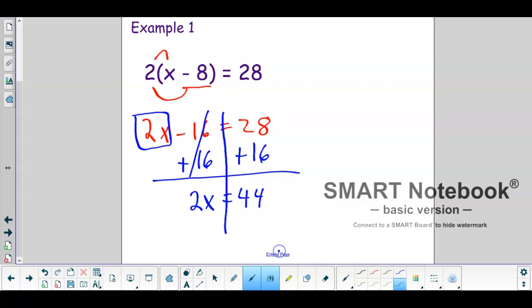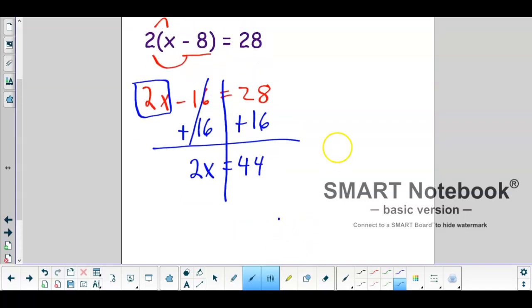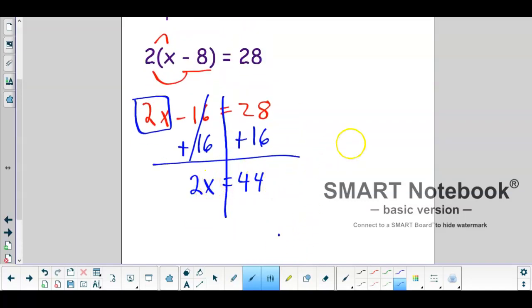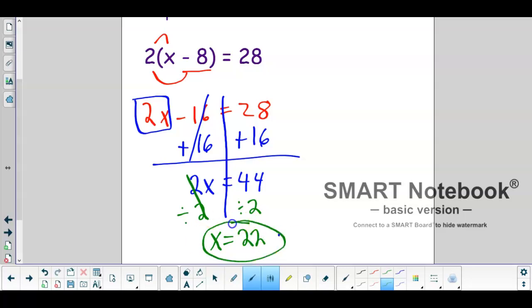And again, since this is a two-step equation, I still have 2 times x equals 44. The inverse operation or opposite of multiplying 2x would be to divide each side by 2. 2x divided by 2 leaves me with my ultimate goal of getting 1x by itself. And then 44 divided by 2 would be 22. So I would find out that x is really equal to 22.